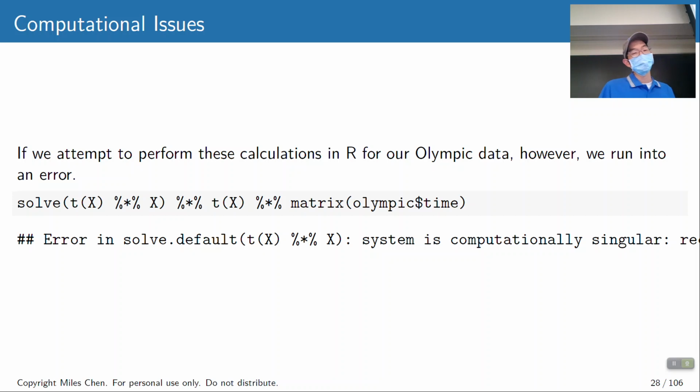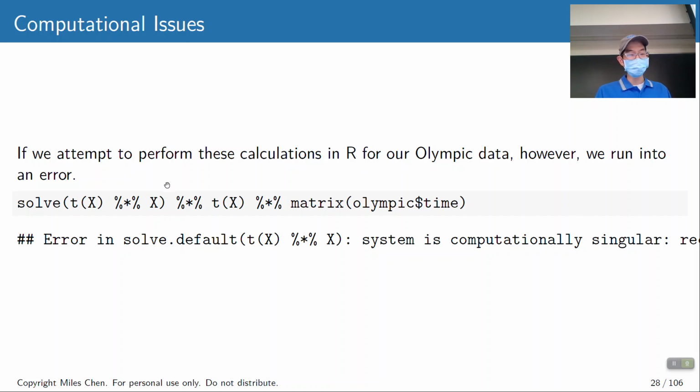All right. So I take my matrix X and I say, let's get our coefficients then. So I do X transpose X inverse, and I say solve X transpose X to get the inverse, right? X transpose times X, solve gives me the inverse, times X transpose times basically my matrix T. I take the column of Olympic times and I turn it into a matrix. But then I get an error. It says error in solve dot default X transpose times X. System is computationally singular. What's going on here?